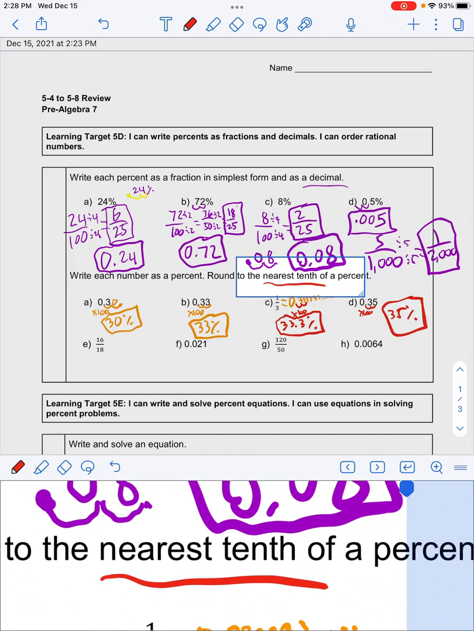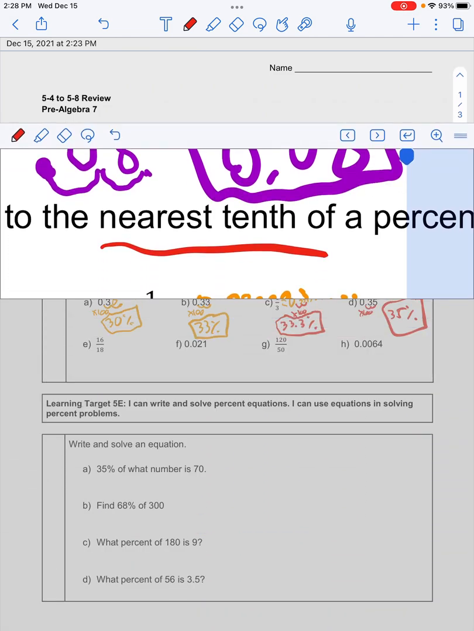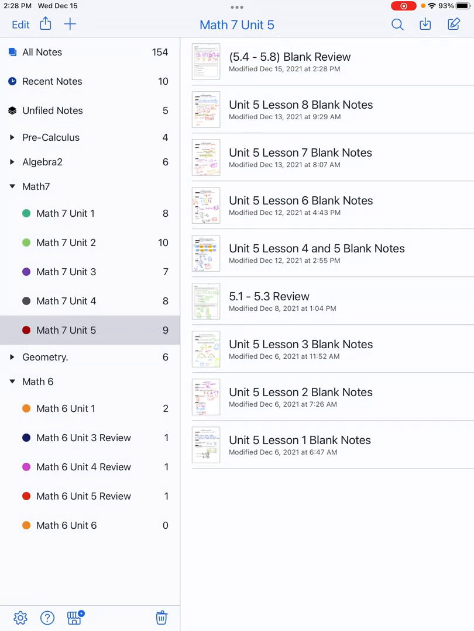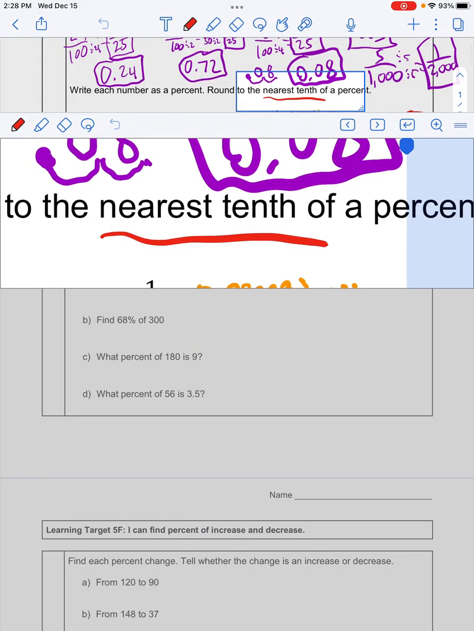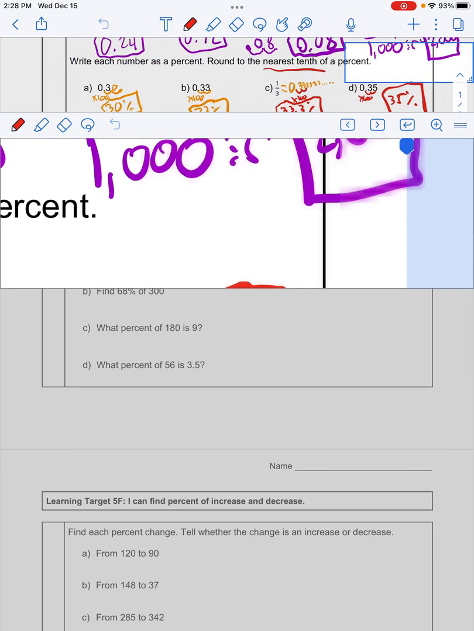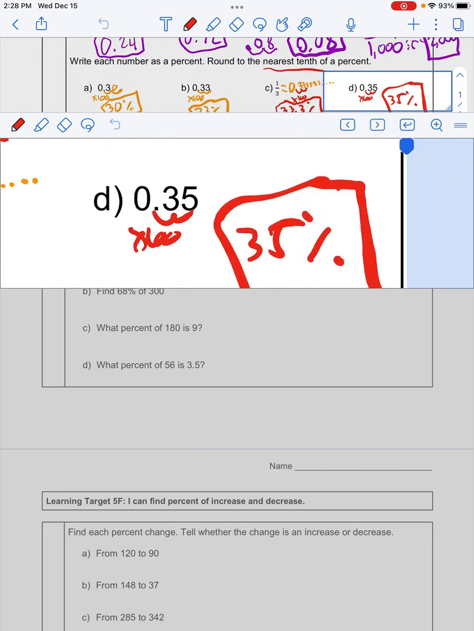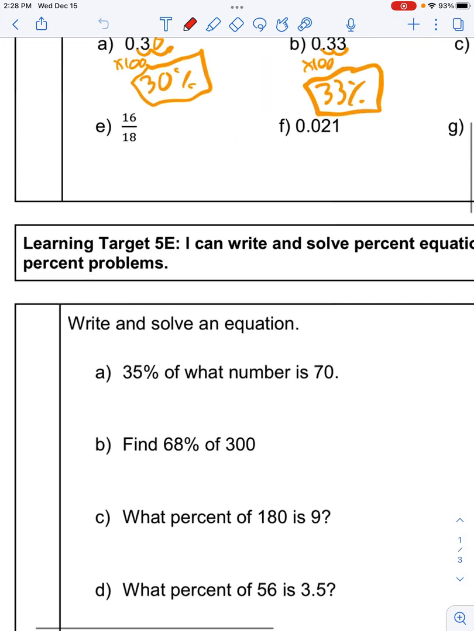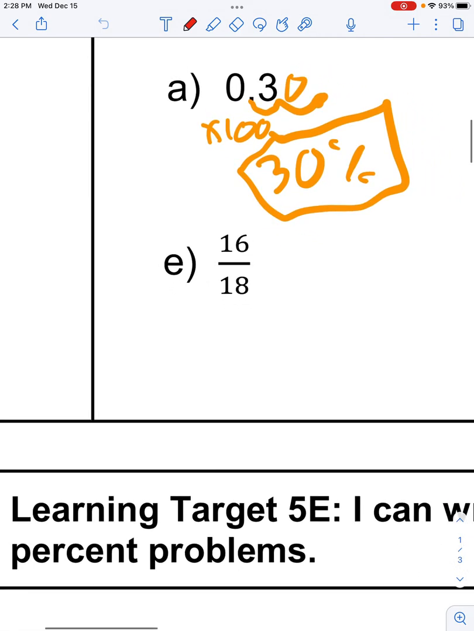What is going on? Oh my gosh. I do not know what I did. Okay, we got rid of it, whatever that was.